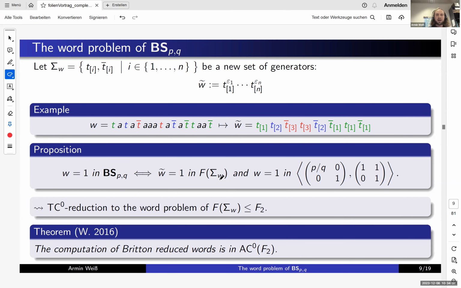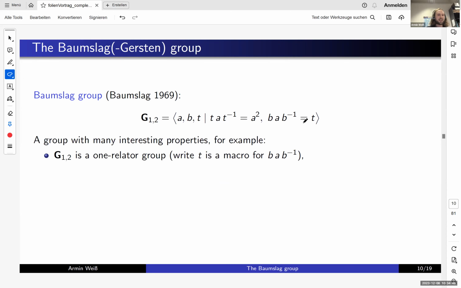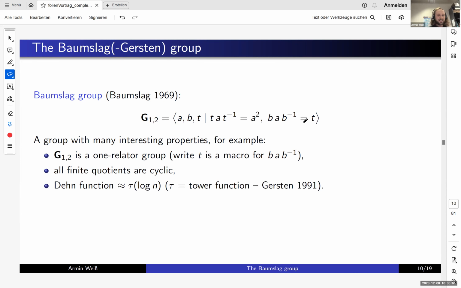Okay, so much for the Baumslag-Solitar group. Now I want to say something about the Baumslag group. Originally it was defined as the Baumslag group (1,2). So we have these two relators. And as I said, it's a one-relator group because T can be seen as an abbreviation for a b inverse. And interestingly, all finite quotients are cyclic. Yeah, that's the title of the original paper.